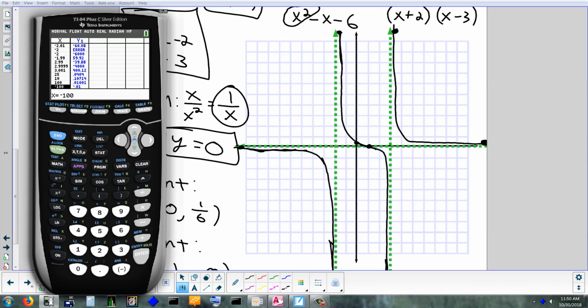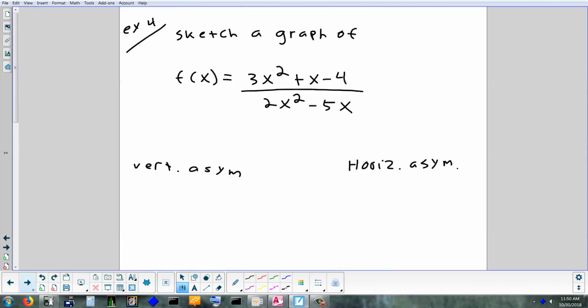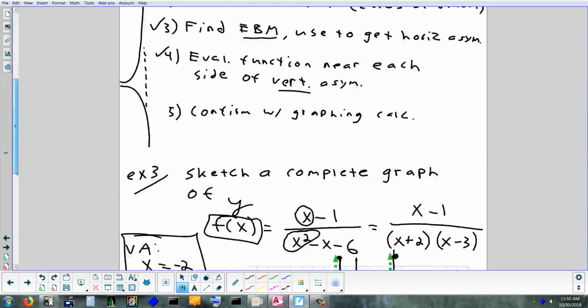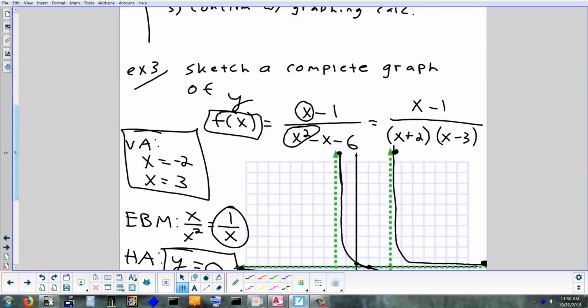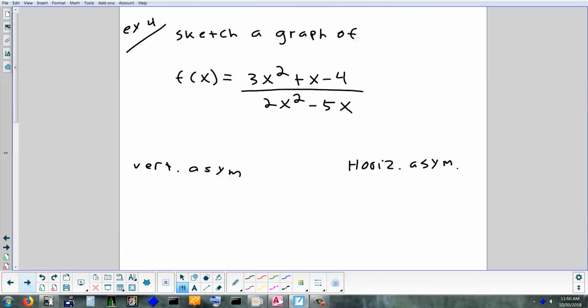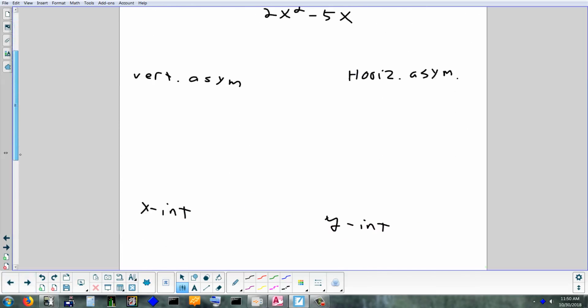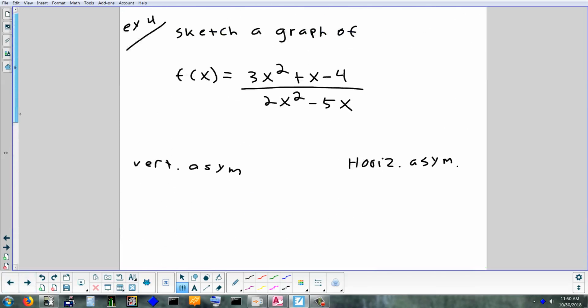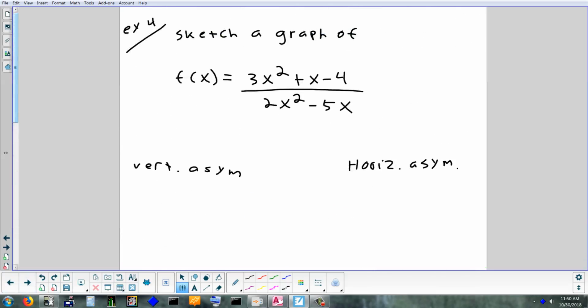All right, so we'll try one more of those, and this will be our last one. So the last problem we did, the degree in the top was a 1, degree in the bottom was a 2. So the degree in the top was smaller. Now they're equal. I already wrote out all the things you need to find. So let's start with the vertical asymptote.